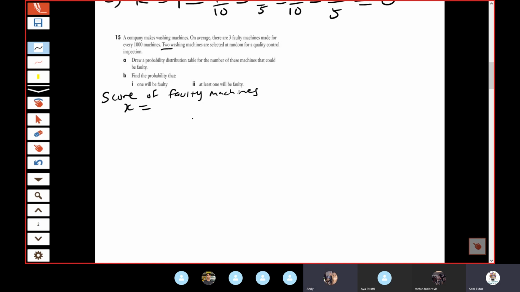They could have both been perfectly fine. Okay. Right? No problem. So that means 0 faulty machines. So both of them are not faulty. What else could have happened? 1 could have been faulty, or both of them could have been faulty. Okay. Does that make sense? That's how you're picking out your scores.